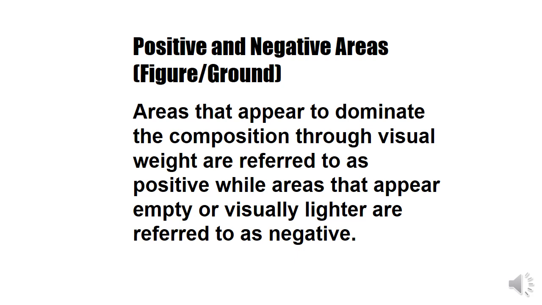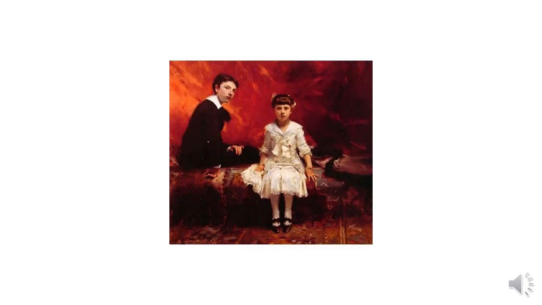Positive and negative areas, or what we call figure-ground areas, are also important when we're talking about shapes. There are certain forms that come forward towards us, shapes that come forward and seem to dominate a work of art, where others seem to fall back into what we might think of as the background or the negative area. And let's look at a couple examples of that.